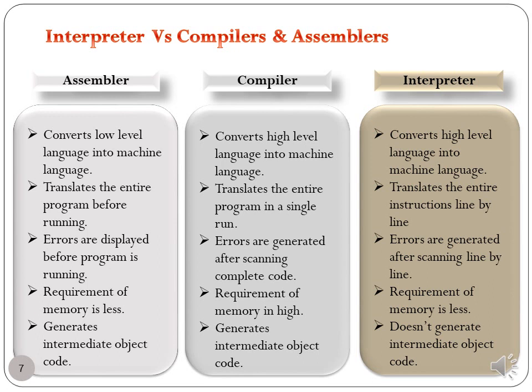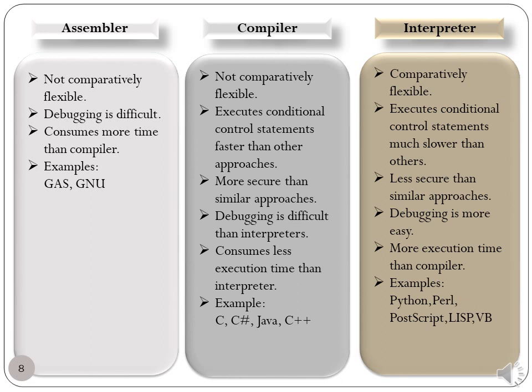In assemblers and interpreters, required memory is less, while required memory is high in compilers. Assemblers and compilers generate intermediate object code, but interpreters do not. Assemblers consume more time than compilers, and compilers consume less execution time than interpreters, but interpreters use more time for execution than compilers. Interpreters are the most interactive technology. Some common examples for assemblers are GAS and GNU. Examples of compilers are C, C#, Java, and C++.